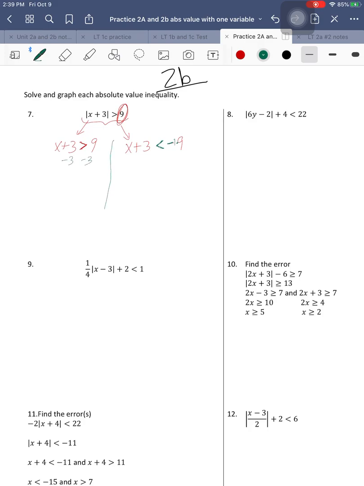So subtract. X is less than 6. And subtract 3. X is less than, that's a negative 9 minus 3, which is a negative 12.